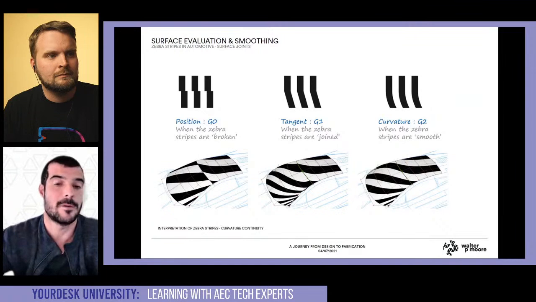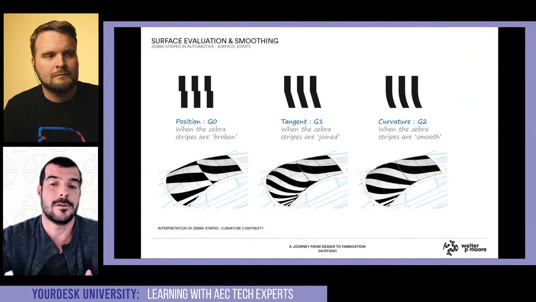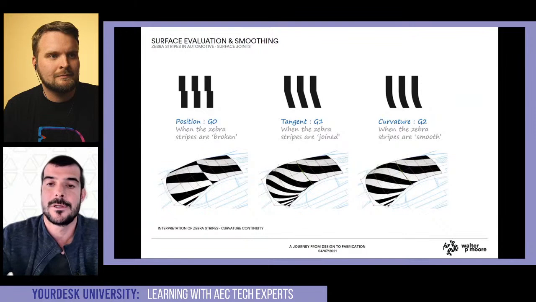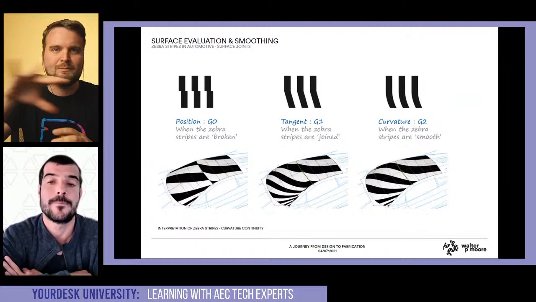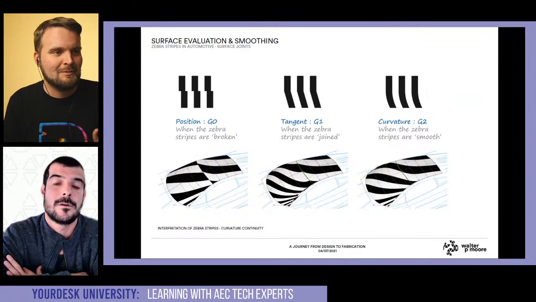So you want to be careful when evaluating your surfaces, and you need to understand the curvature continuity principles. It's not just surface continuity, it's also curvature continuity, which gives you that smooth reflection like you would see at the Bean in Chicago, and now maybe in this museum. Correct.